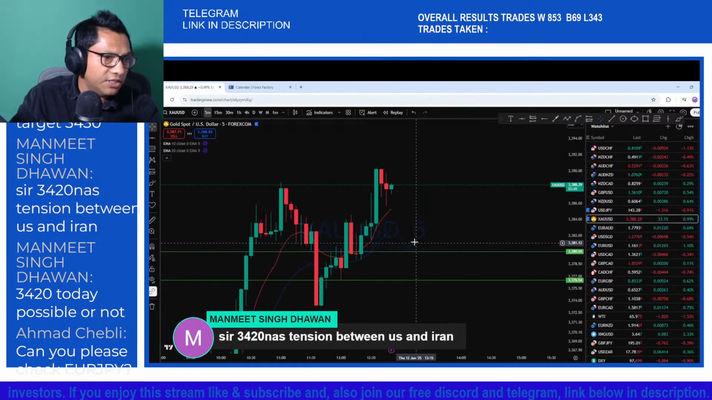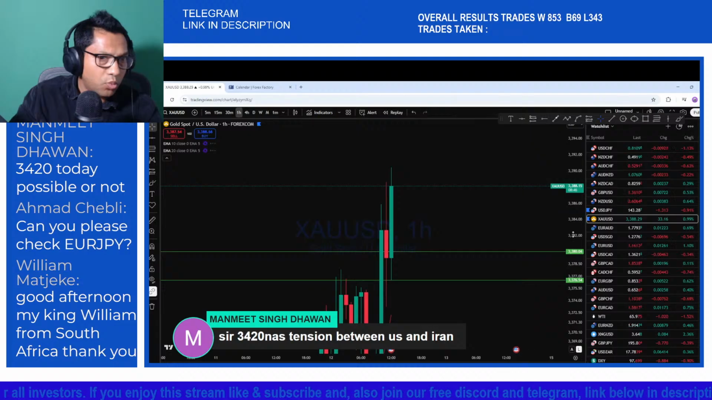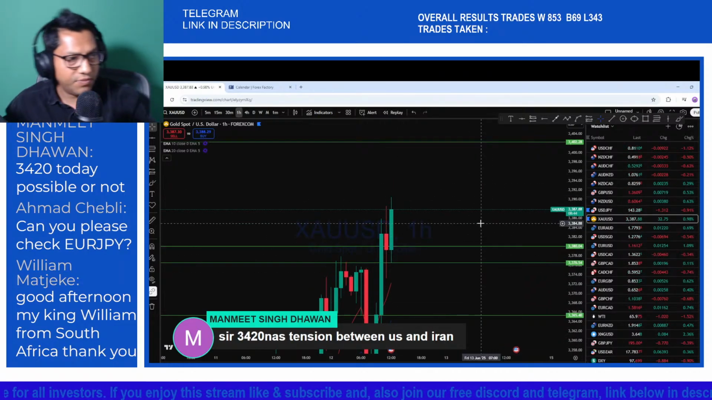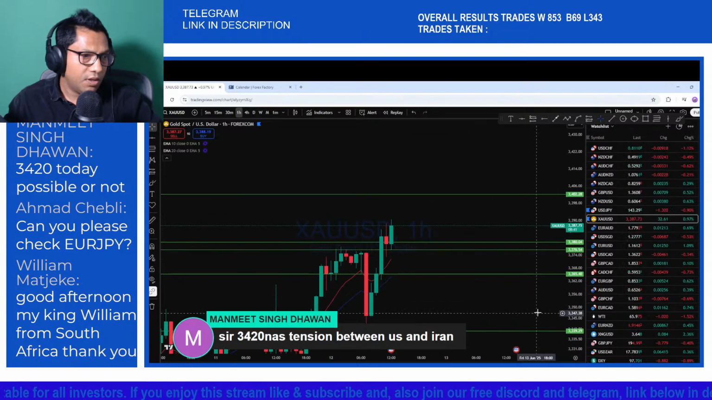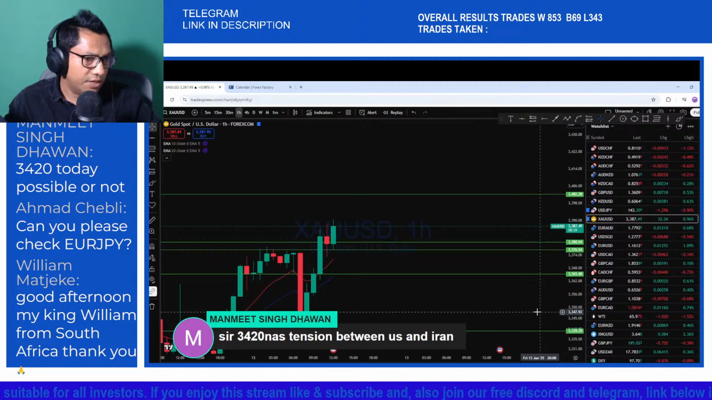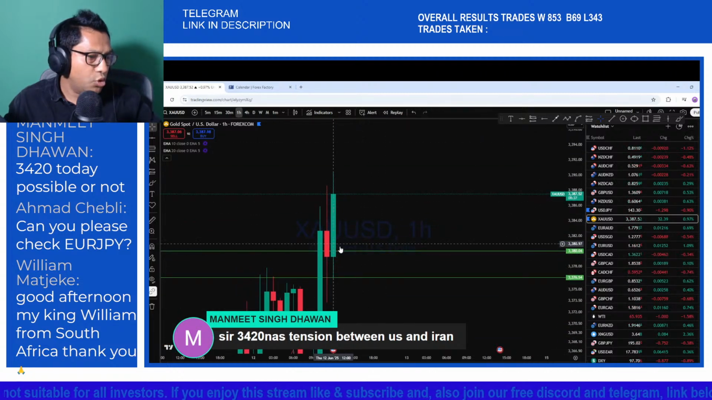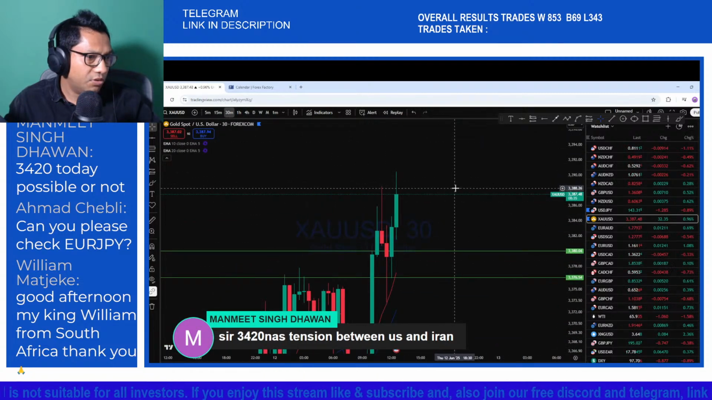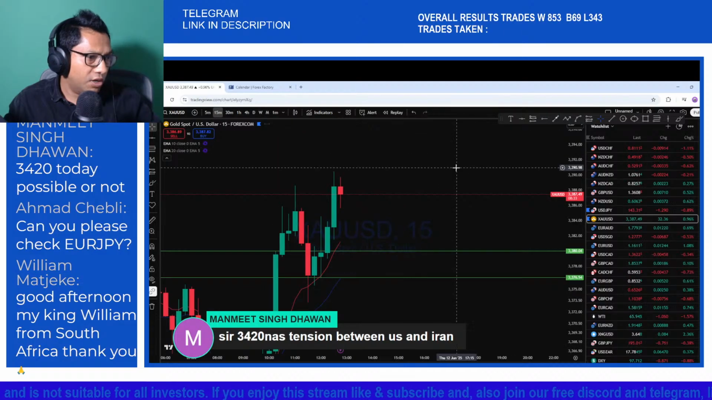Xauusd has made its move back to the upside. From the 1 hour, we can see that in 8 minutes there will be a candle close. That being said, I'm waiting for a breakup structure on gold for an entry.